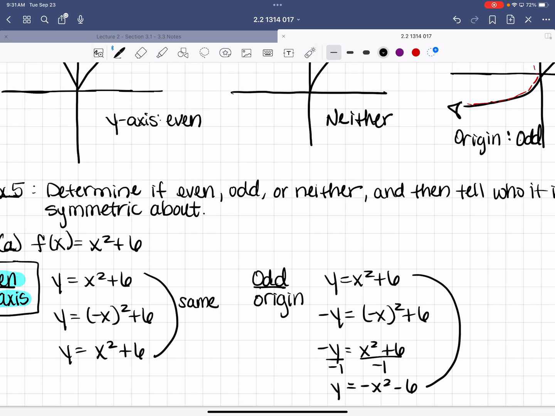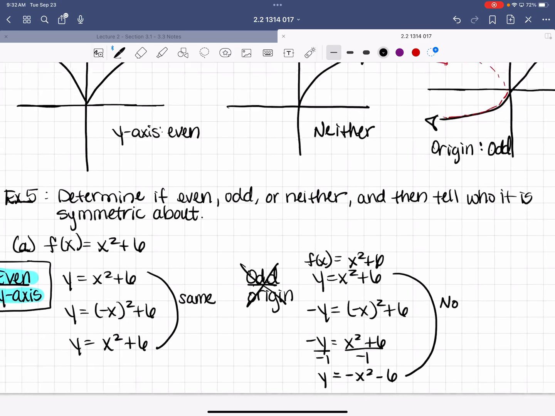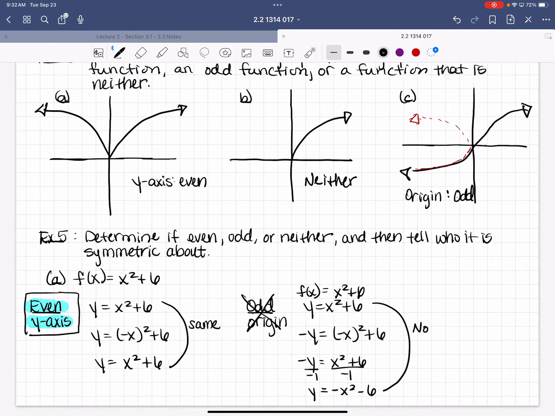Was that the same? No. I started off with y equals x squared plus 6, so that's a no. This was f of x equals x squared plus 6. So it is not odd, it is not an odd function, and it is not symmetric about the origin. You got your even and your y-axis, okay? That was part A.